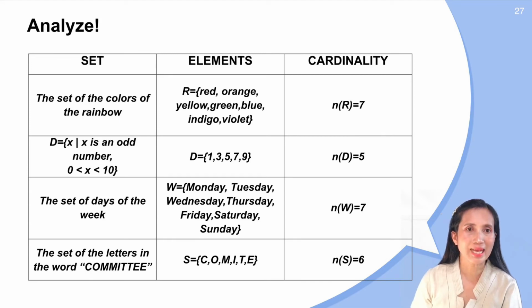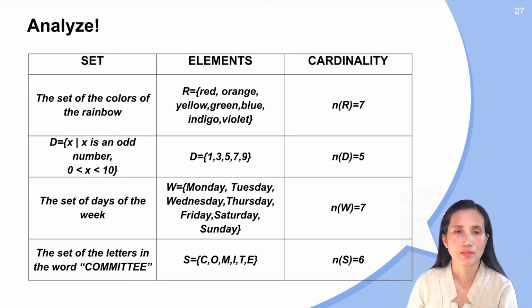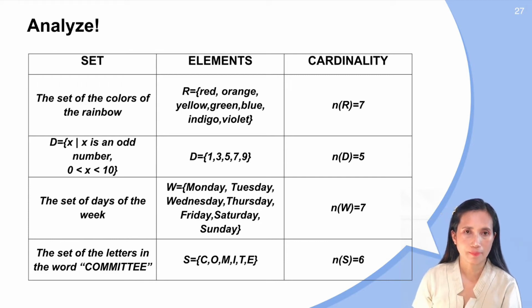Okay, now let us analyze the entry in each row. So I'll give you another 2 minutes to do this activity. How did we arrive at the numbers written in the third column?